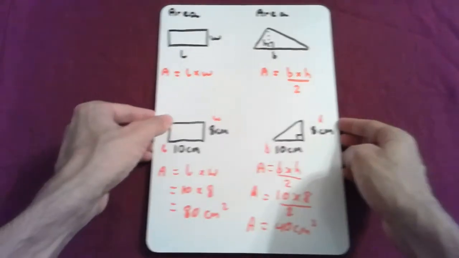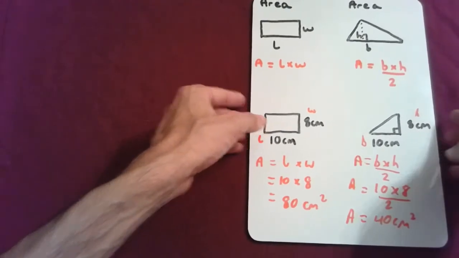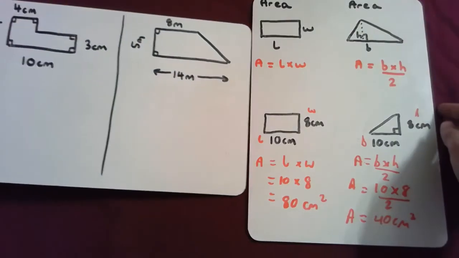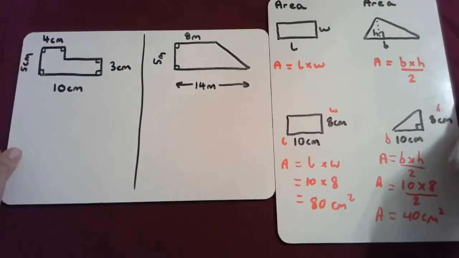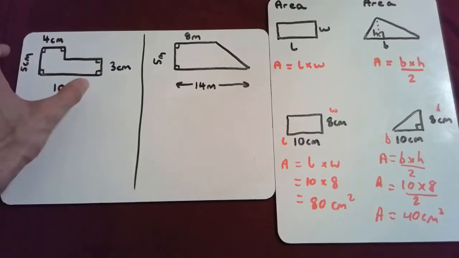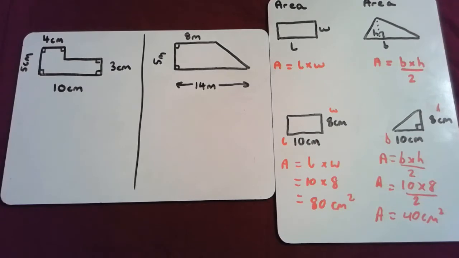Now, when we talk about a composite shape or a compound shape, this refers to a shape that is made from two or more other shapes put together. So we've got two different composite shapes here on the left-hand side. Now, this one over here, we can't work out as a whole. Effectively, what we could do, though, is split it into smaller shapes that we know how to work out the area of.